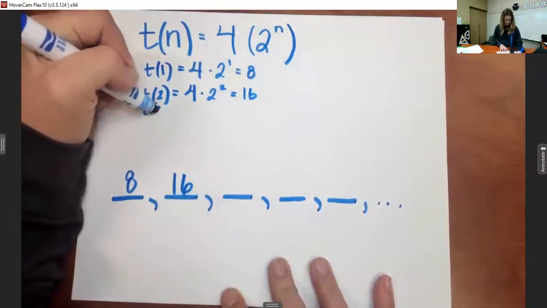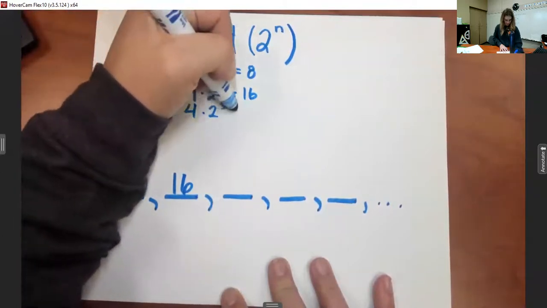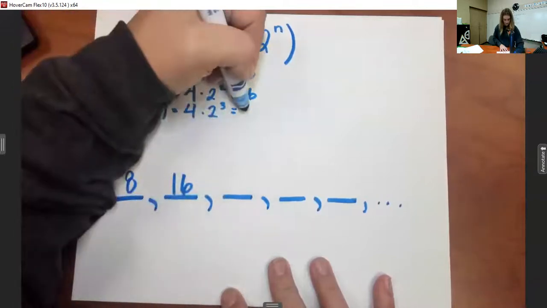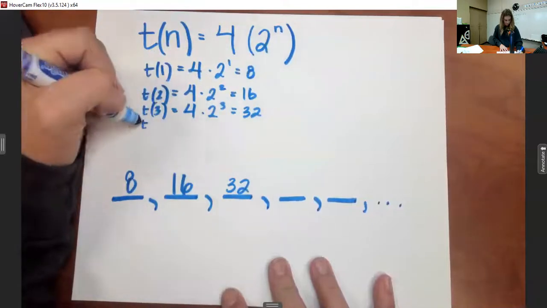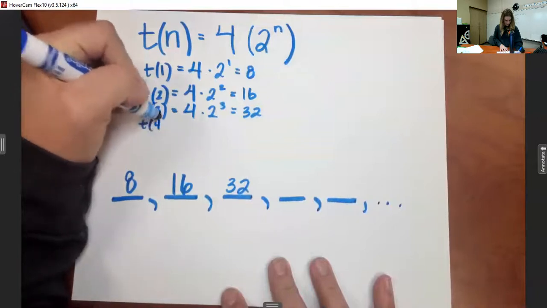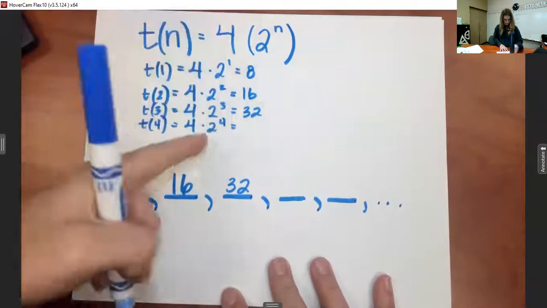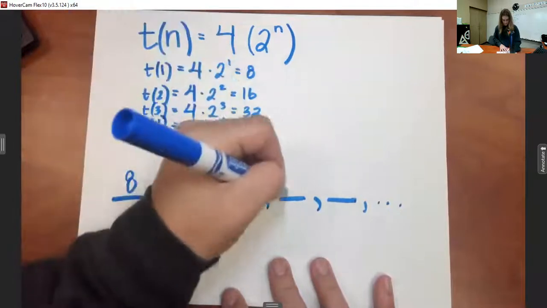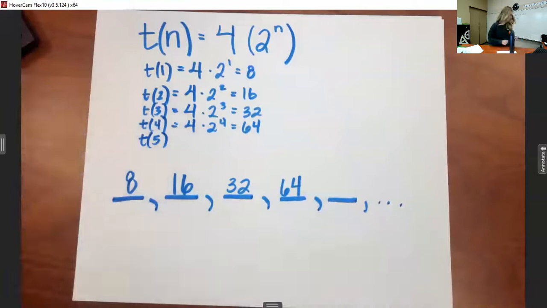Find the third term. Plug in 3 for n. 2 to the power of 3 is 8. 8 times 4 is 32. T of 4, same process. 2 to the power of 4 is 16. 16 times 4 is 64. I'm pretty sure I know this one. Let me just double check.